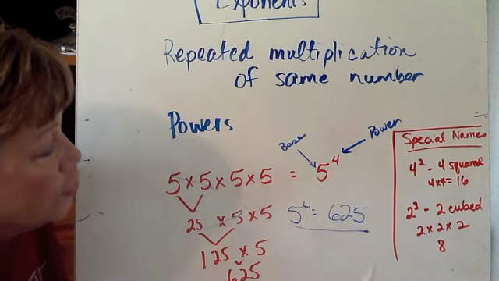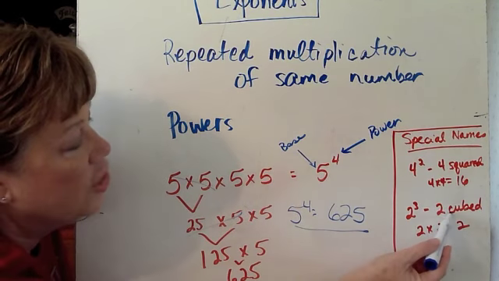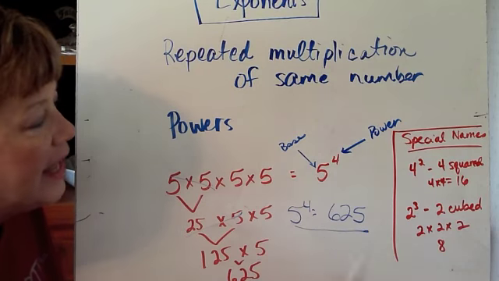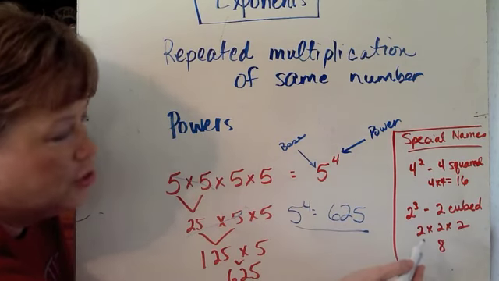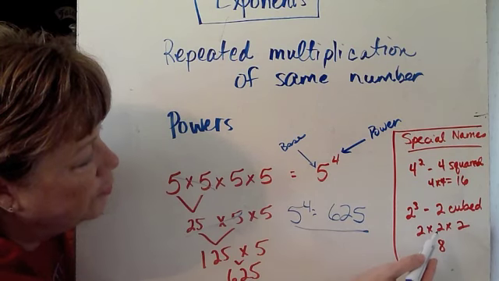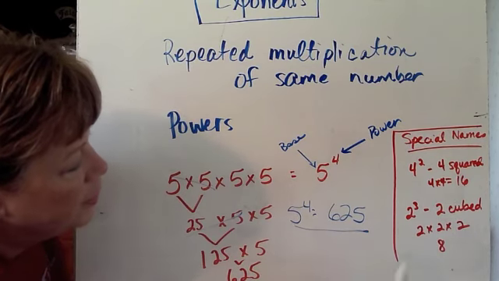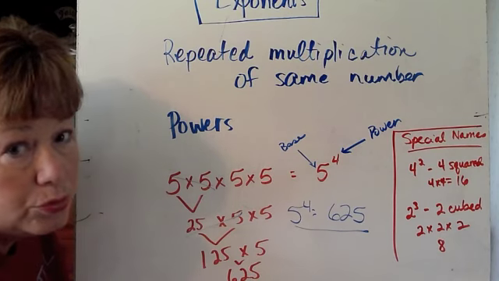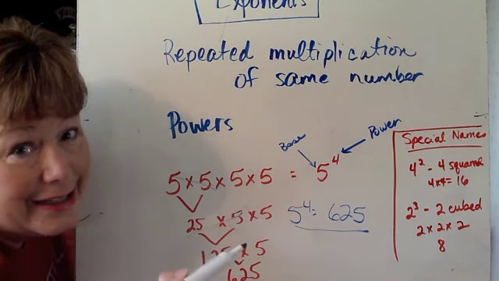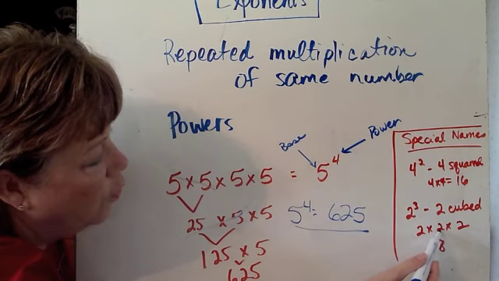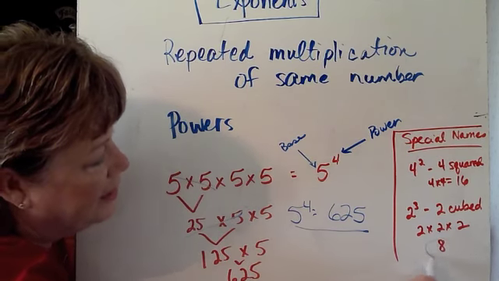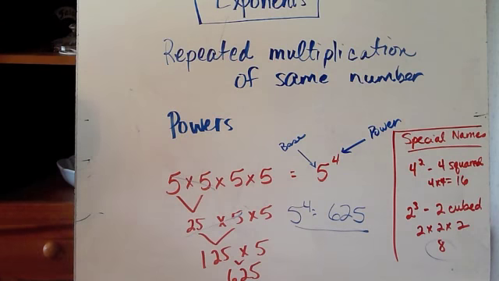Anything to the 3rd power is cubed. It's like 2-dimensional and 3-dimensional. So 2 to the 3rd power is 2 cubed. 2 times 2 times 2 is not 6. 2 times 2 is 4, times 2 is 8. So that's just the quick review on exponents.